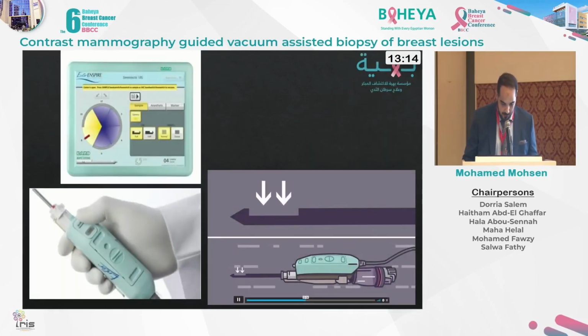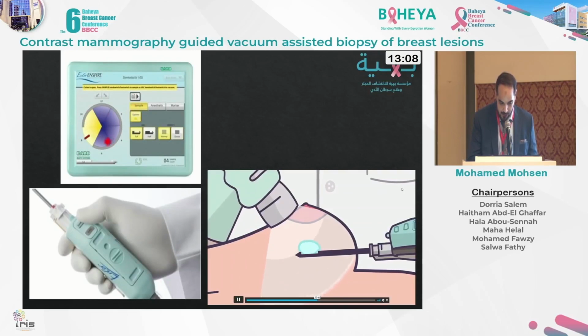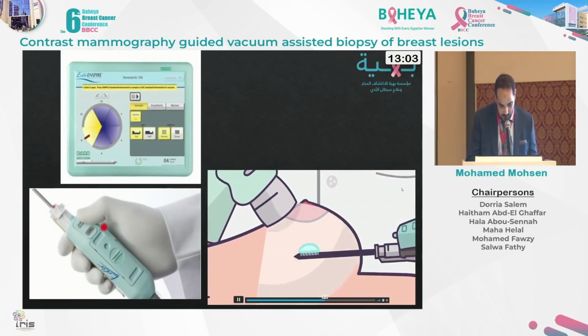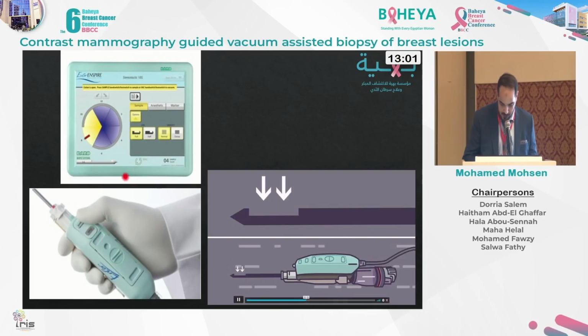This is the mammography device. As we can see here, this is the screen. It can go all the way to 360, and this is the handle. This is the vac button. This is a video demonstrating how the vacuum-assisted biopsy is done.